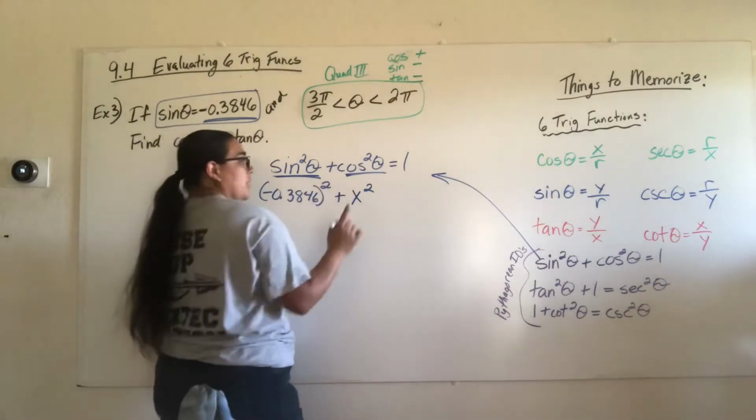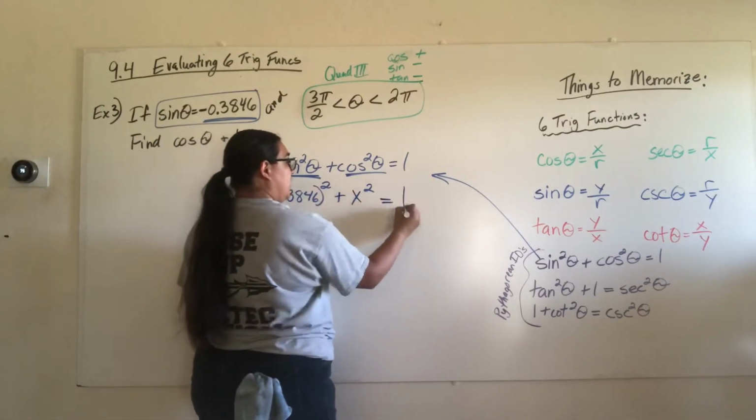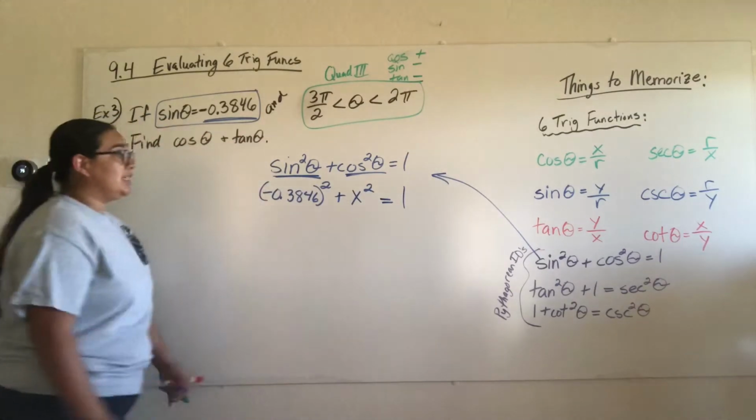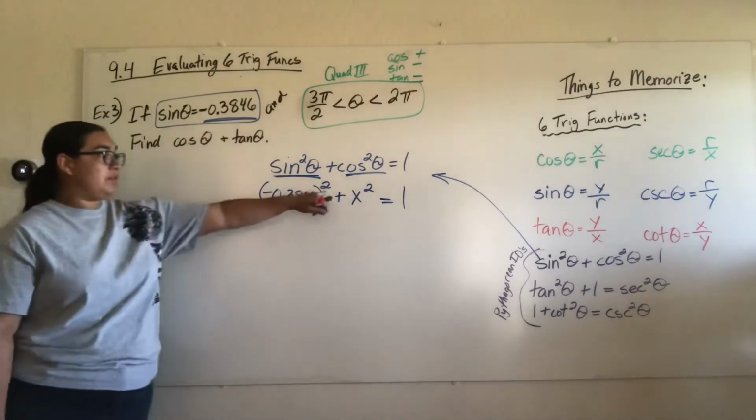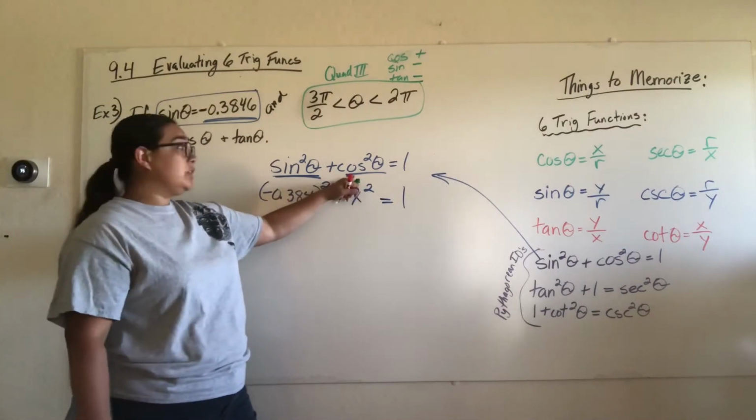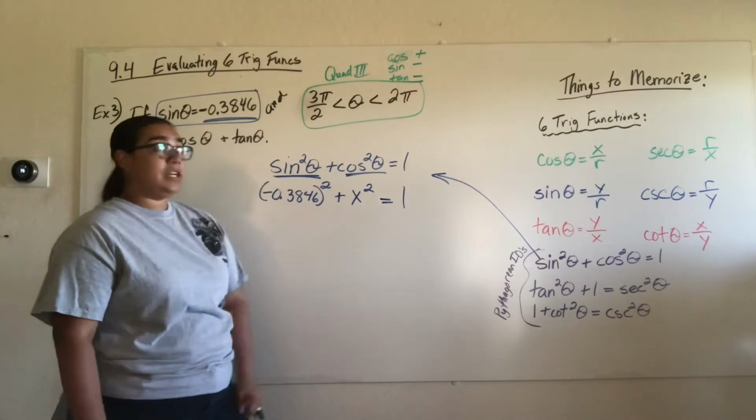So I'm just going to put x squared. It's a variable. It's fine. And 1. Okay? Now, here I just plugged in what I knew. I knew the sine value, plugged it in, put a square on it. I don't know the cosine value, but I know that cosine is really just x, so I made it simple on myself and put an x there.